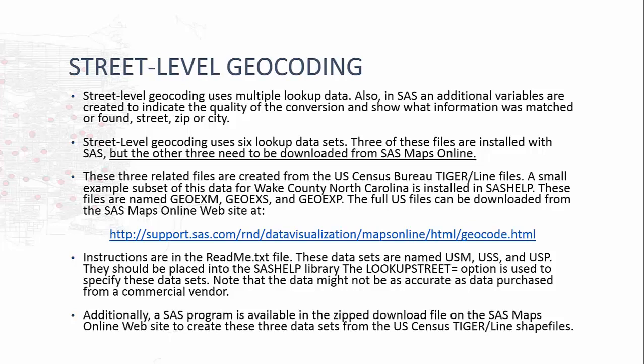and then once you've converted them, you move them to your SAS help library if you want to keep them permanently. Once they're available in the library, you can use the lookup street equals option to use these data sets to do the geocoding that you intend to do.